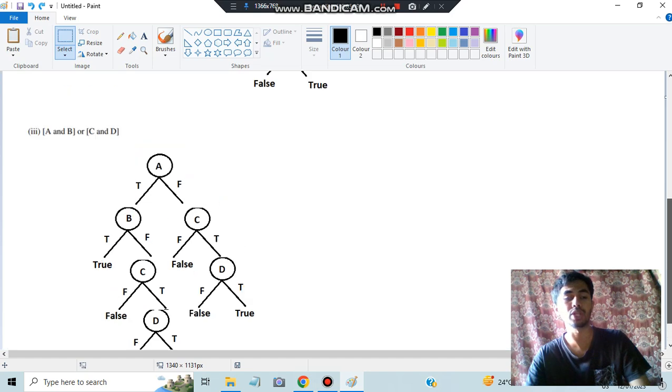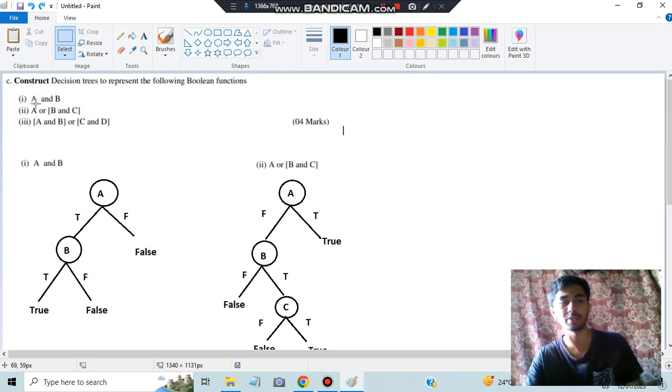Okay, so this is how you follow the Boolean equation. The same procedure: start from the beginning and reach the end.